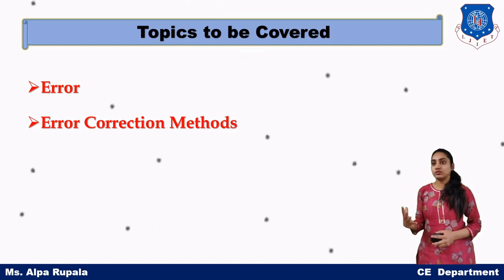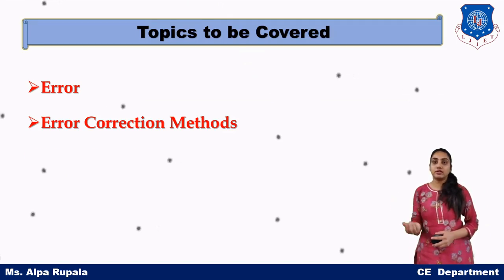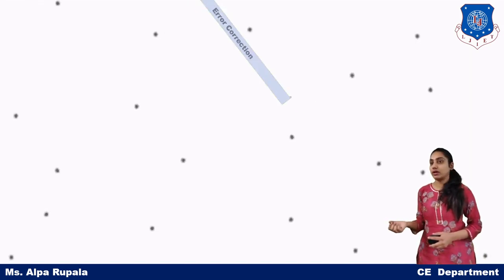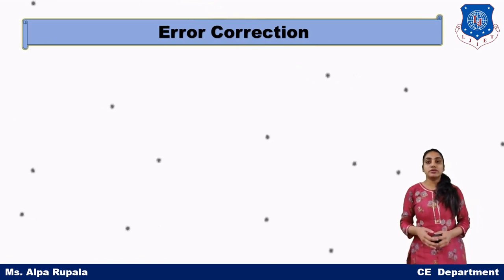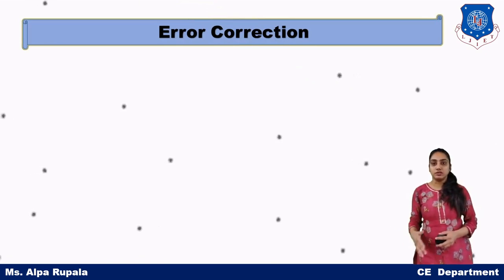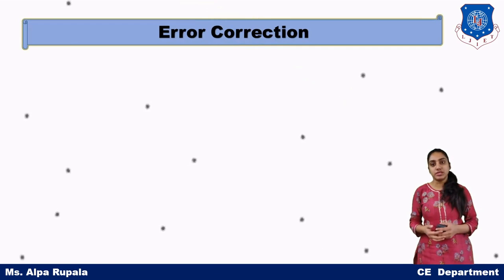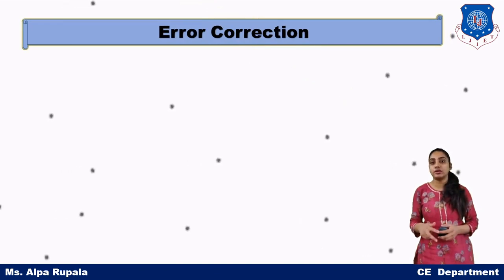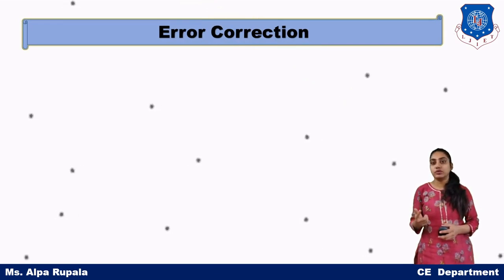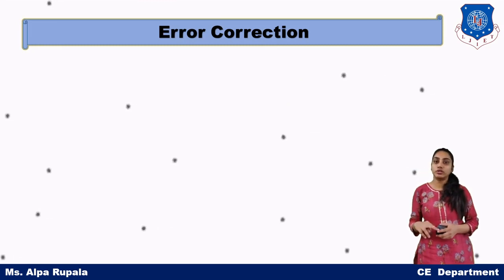So today we are continuing with our topic, error, and the subpart of it, error control. Topics to be covered: first of all error, then error correction methods, in which Hamming code. As we discussed in our previous lecture, there are two types of error: content error and flow integrity error.